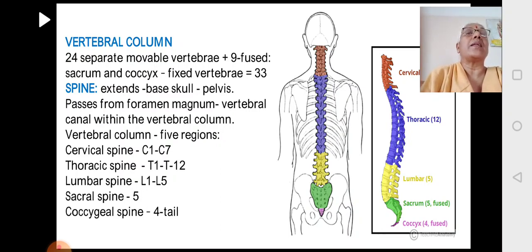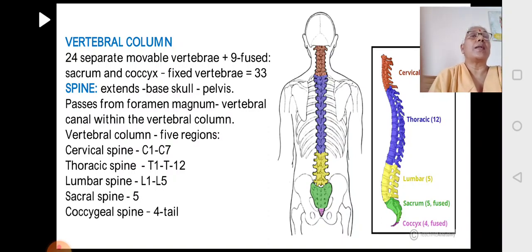Totally there are 33 vertebrae, out of which 24 of them are movable. They are called movable vertebrae. 9 of them are fused, and the 9 which are fused will form the sacrum and the coccyx. So 24 movable vertebrae plus 9 fused vertebrae together will form 33 vertebrae. Vertebral column is made up of 33 vertebrae.